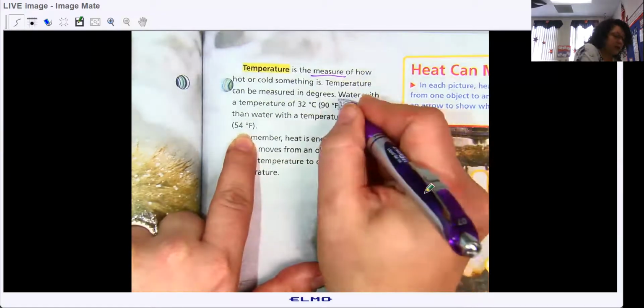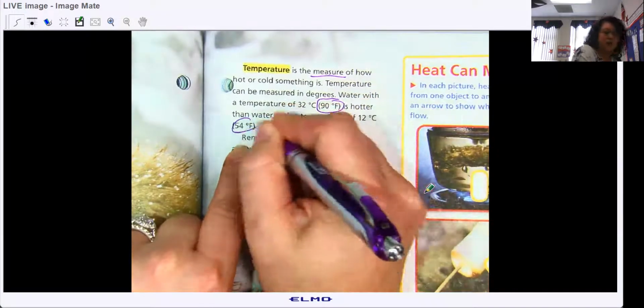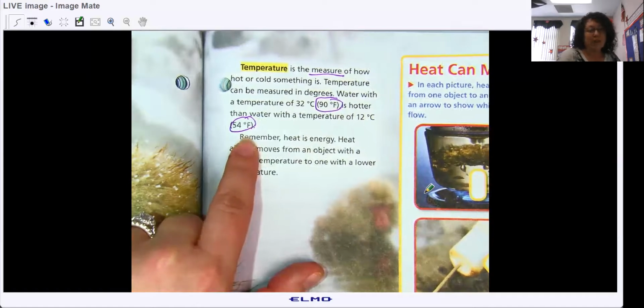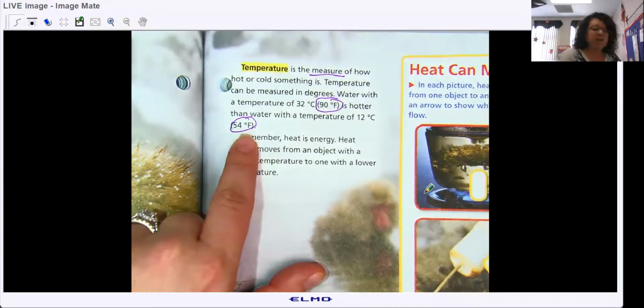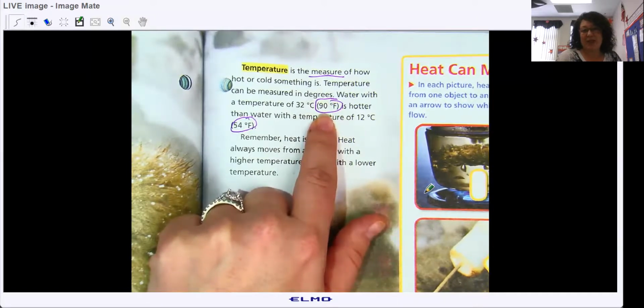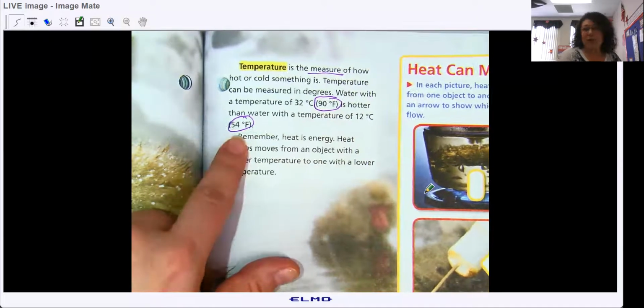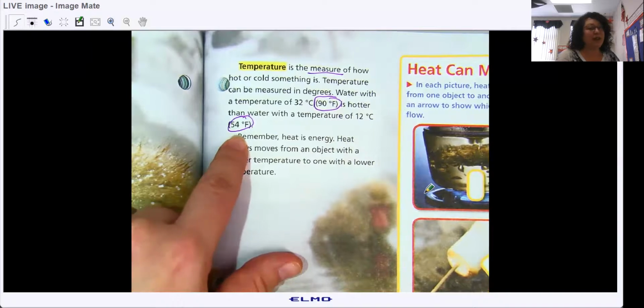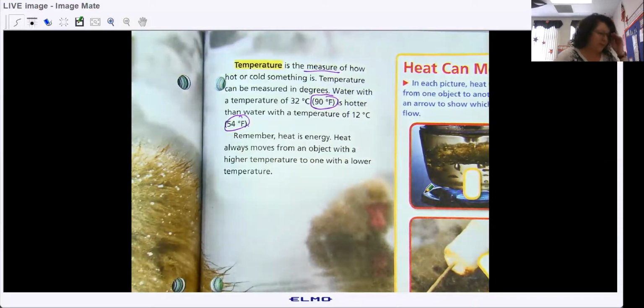So this is what we use. So 90 degrees is pretty warm, very warm water, in fact. 54 degrees is really cold water. So if we were going to say these degrees outside, 90 degrees is like summertime, super hot. 54 degrees is, for some of you, really cold, but I think it's a nice temperature.